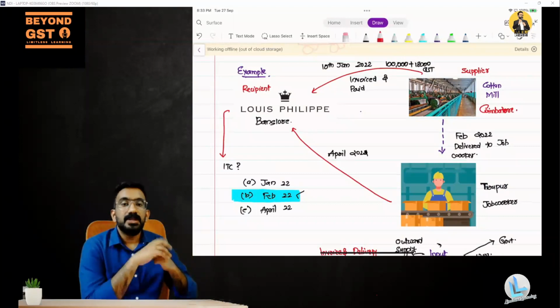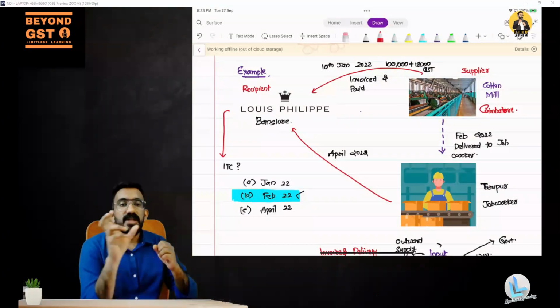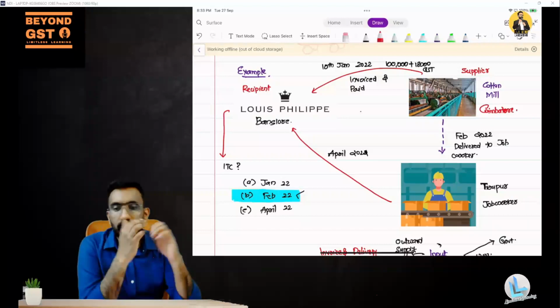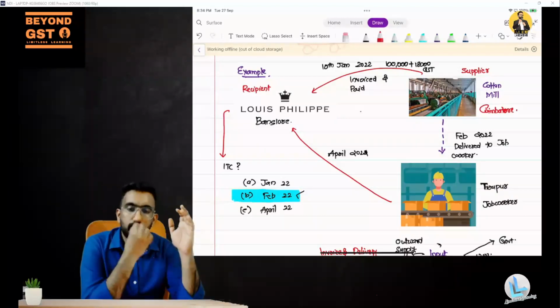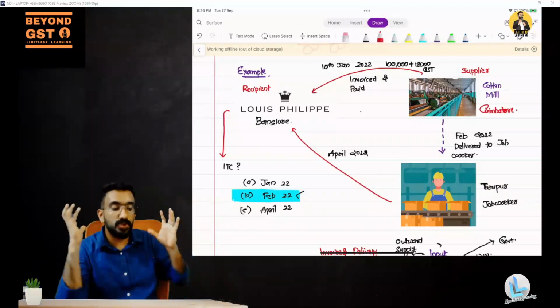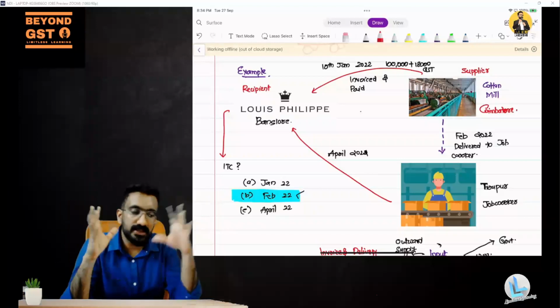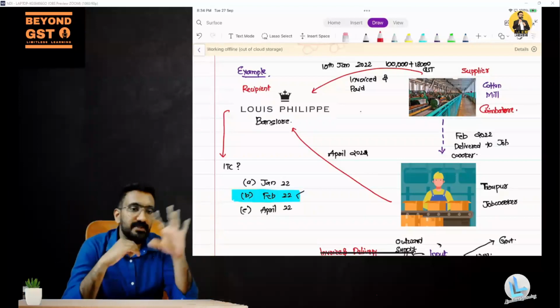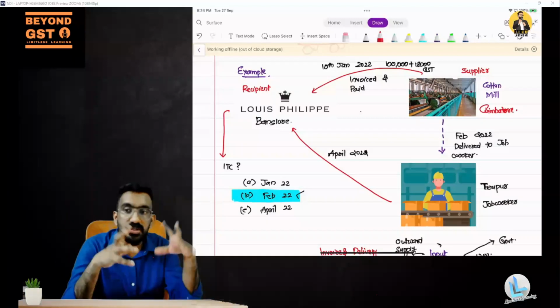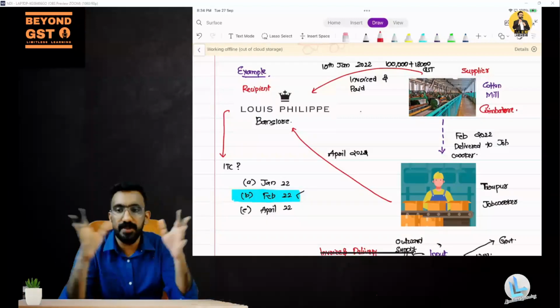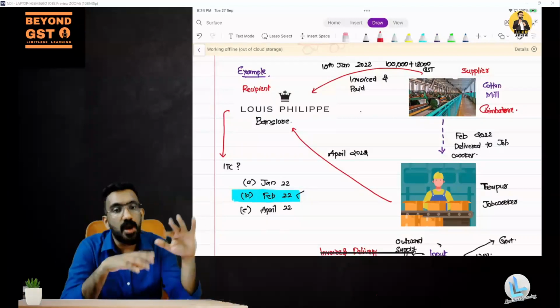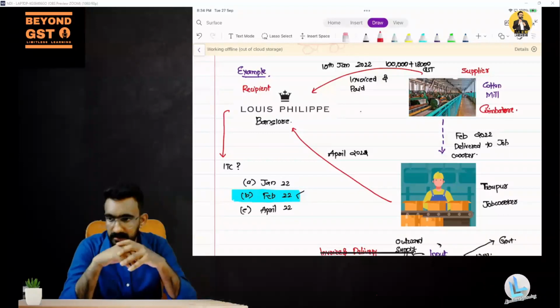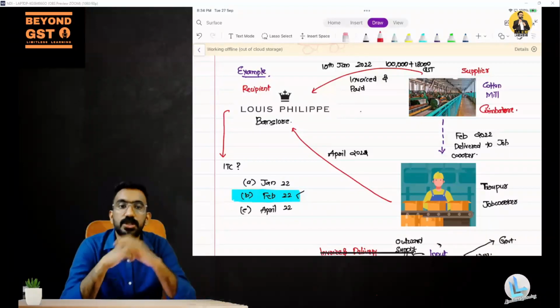But the scenario is slightly different here. Now, what is it that Louis Philippe wants? Louis Philippe, the company, is only making new designs. They are finding the best of cotton and asking someone else to stitch it for them. So the stitching of clothes, shirts and pants and everything, that is outsourced to another vendor who's sitting in Tirupur, which is very next to Coimbatore.